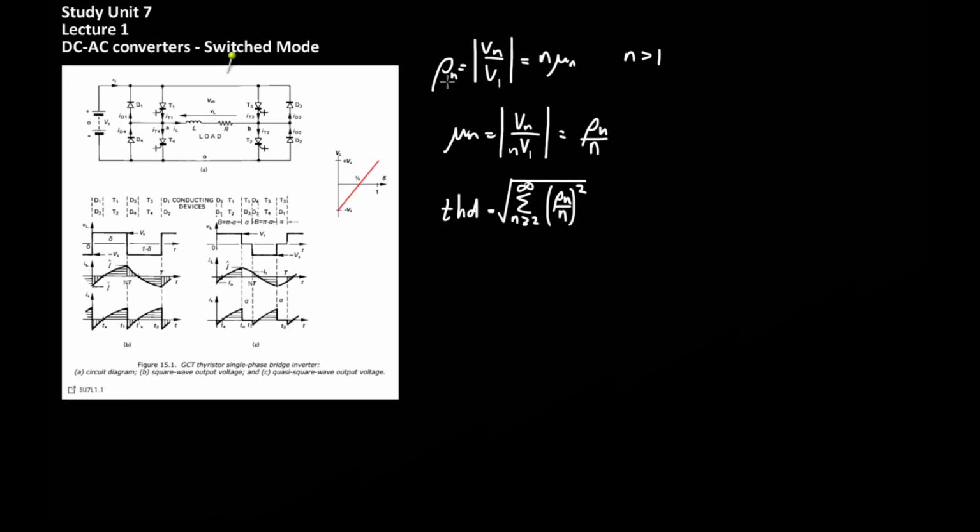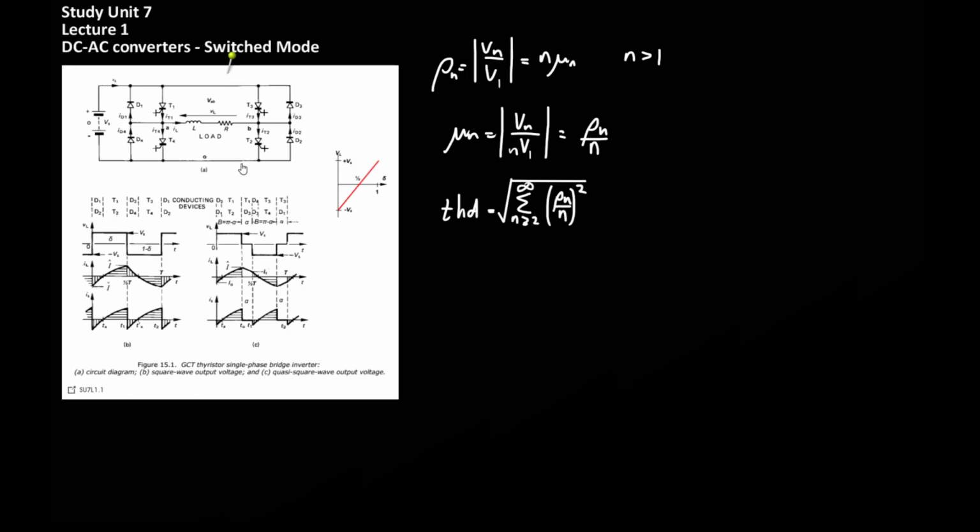So harmonics can be characterized by rho n, which is the absolute value of Vn, which is the voltage at a particular harmonic, divided by the fundamental, and this can be expressed as n mu n, where n must be larger than 1. Mu n is referred to as the distortion factor in the harmonic expression. Finally, the total harmonic distortion is given by this equation over here. So your THD will be equal to the square root of the sum from n equal to 2 to infinity of rho n over n squared. Simply put, the less total harmonic distortion there is, the purer the sinusoidal output of the inverter.